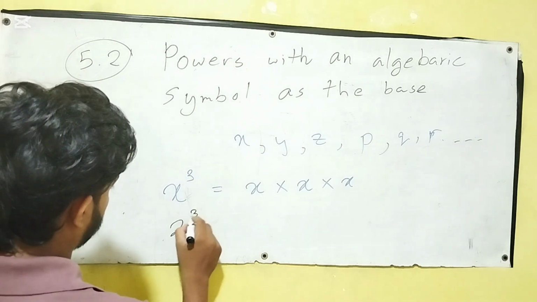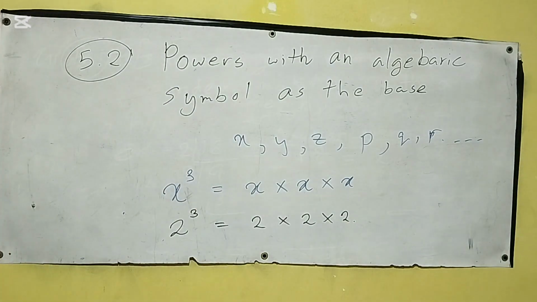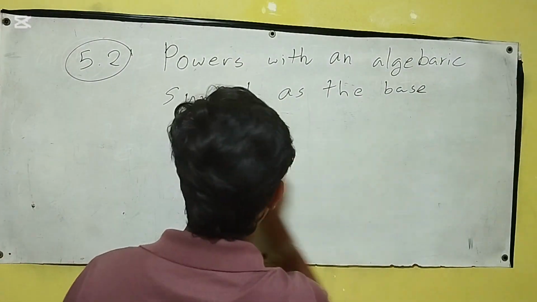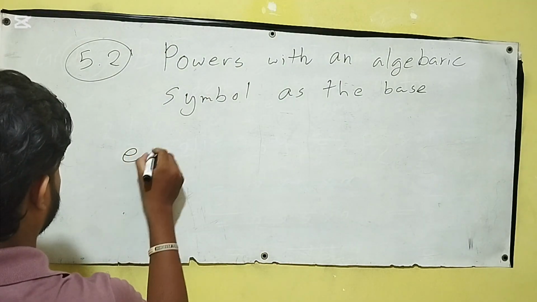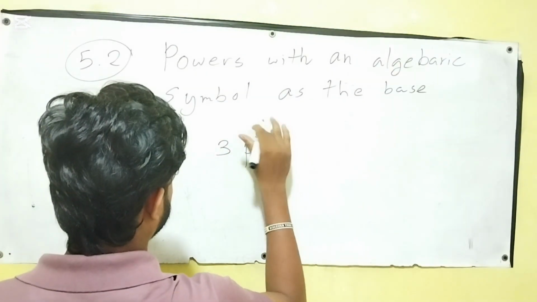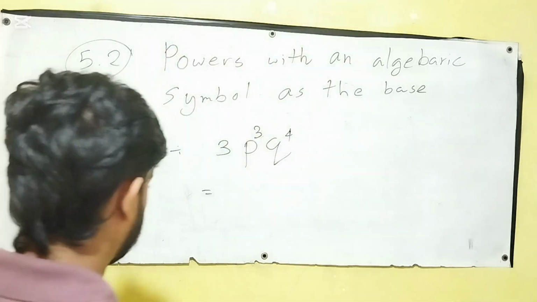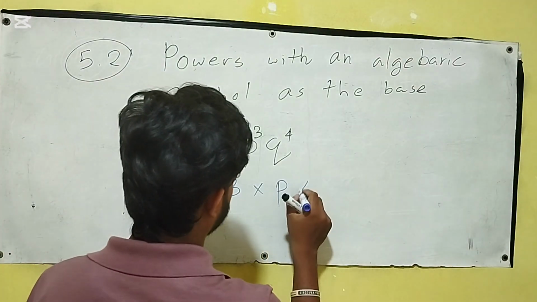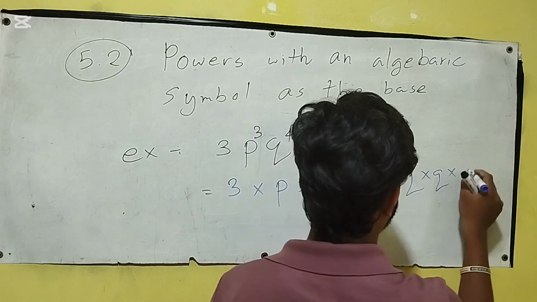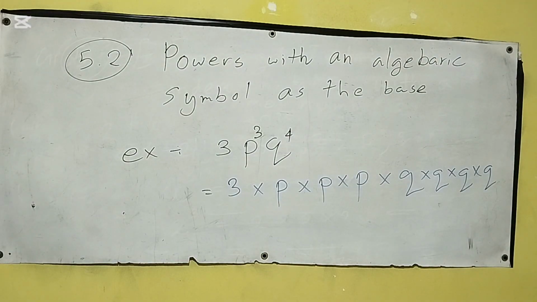Same as the general form. 2 multiplied by 2 multiplied by 2. Write down these. Okay, example. 3p to the power 3 q to the power 4. How to expand this? 3 multiplied by p multiplied by p multiplied by p multiplied by q multiplied by q multiplied by q multiplied by q. This is the example.